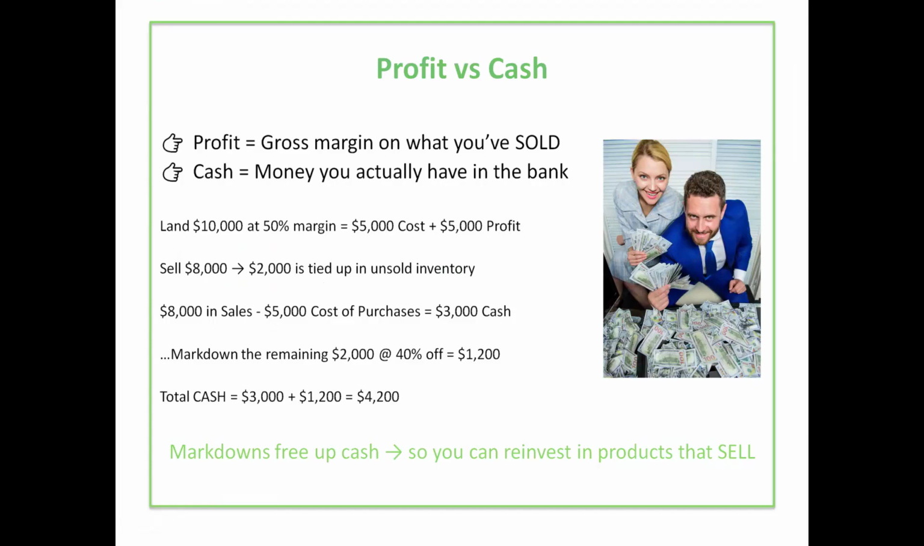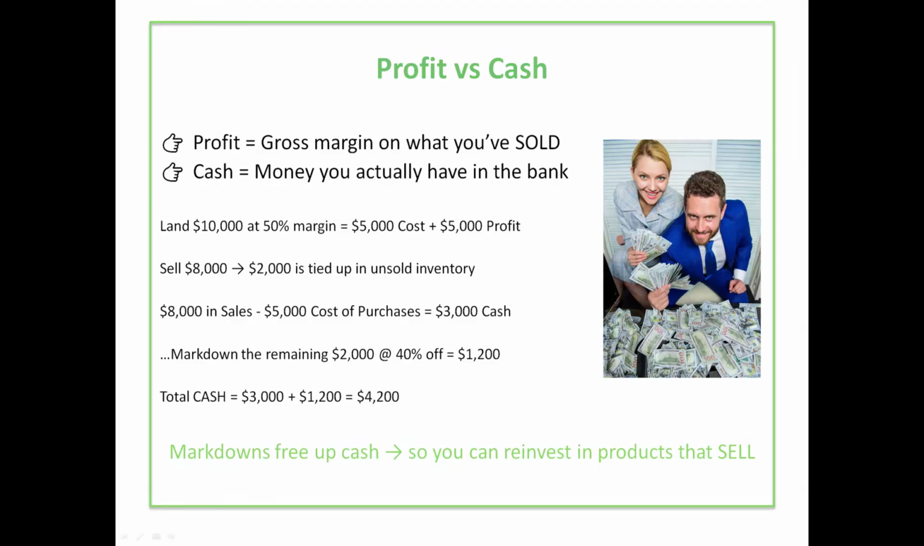Firstly, the first principle here is profit versus cash. Newsflash, guys, they are not the same thing. So profit is the gross margin on what you have sold, those goods that you've sold. That means after you pay for your merchandise, the money that you have left over after selling it is what your gross margin is. Our vendor doesn't really care if their goods have sold out of our store or not, right? They want to be paid for them anyway. So that's where cash comes in. Cash is the money you actually have in the bank.